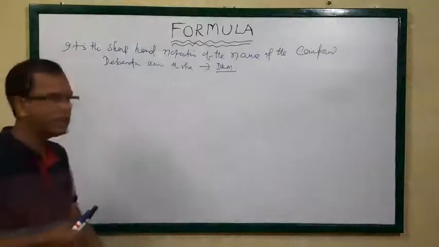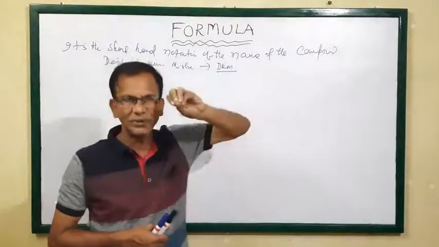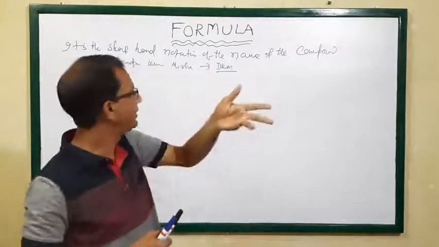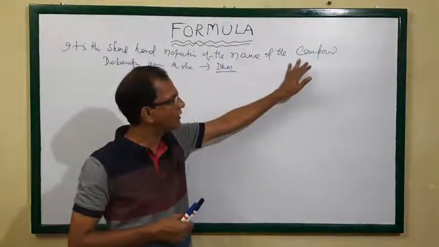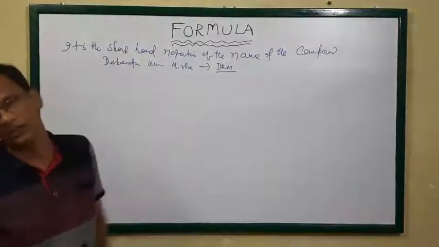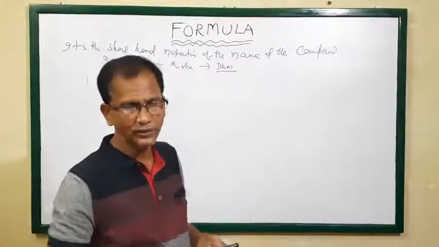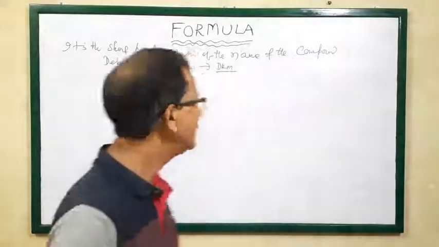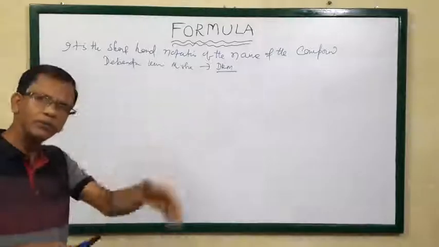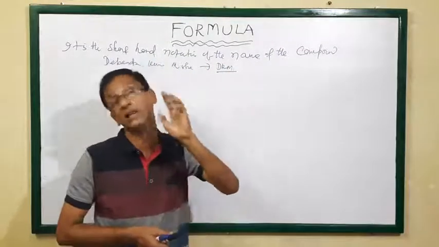So similarly, the name of the compound can be written qualitatively. It is represented qualitatively as a shortest notation, that is called formula. So to write the formula of a compound, we have to follow the chemical name of the compound. That means the formula can be derived from the chemical name.